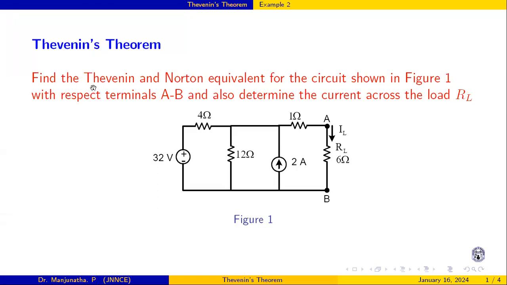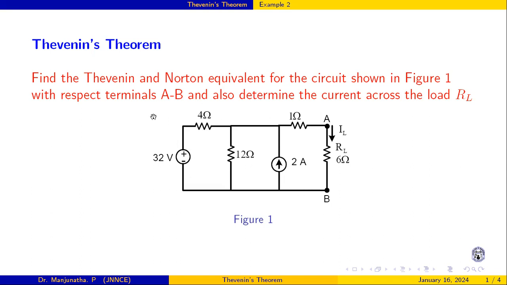Consider an example of Thevenin's theorem. Find the Thevenin's and Norton's equivalent for the circuit shown in this figure, with respect to terminals AB, and also determine the current across this load RL.